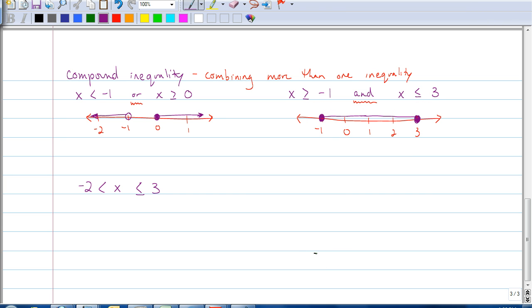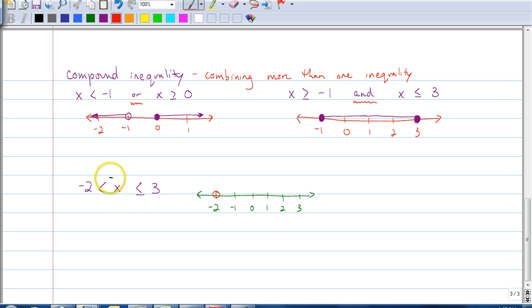Now let's look at this one. This one's also slightly different. Notice how our smallest number is -2. Our largest number is a 3. Let me change this up a little bit. Okay, so what that means is that I'm going to use an open circle here at -2.